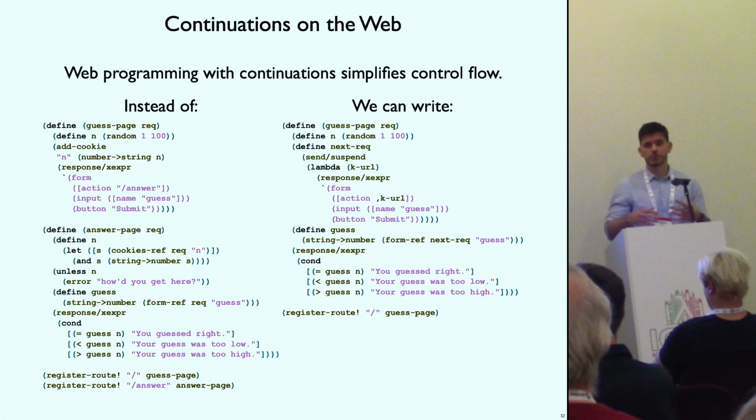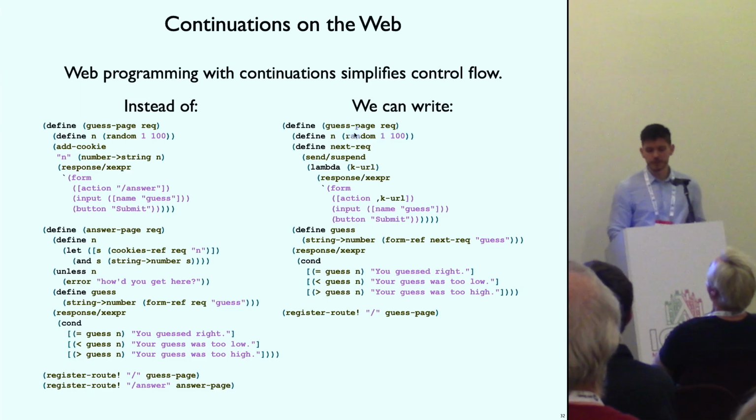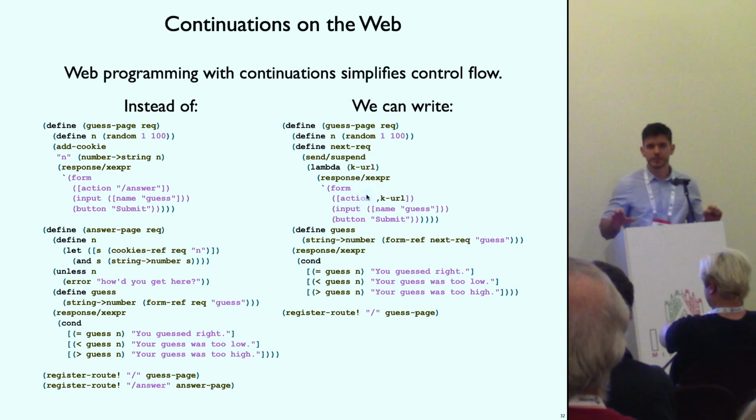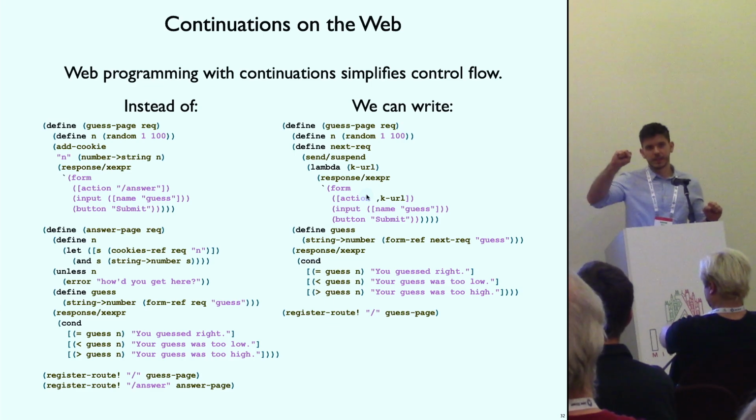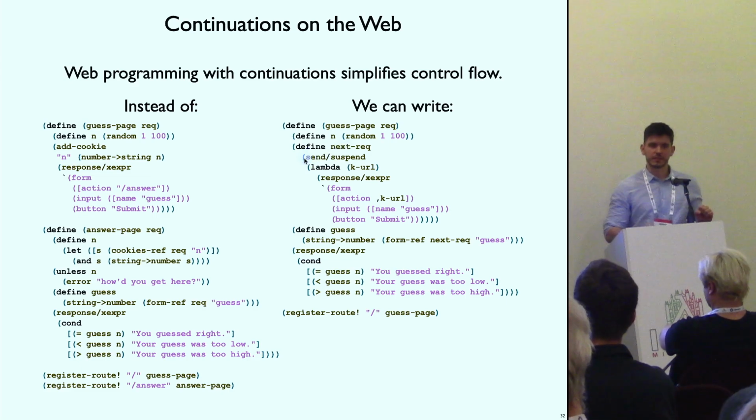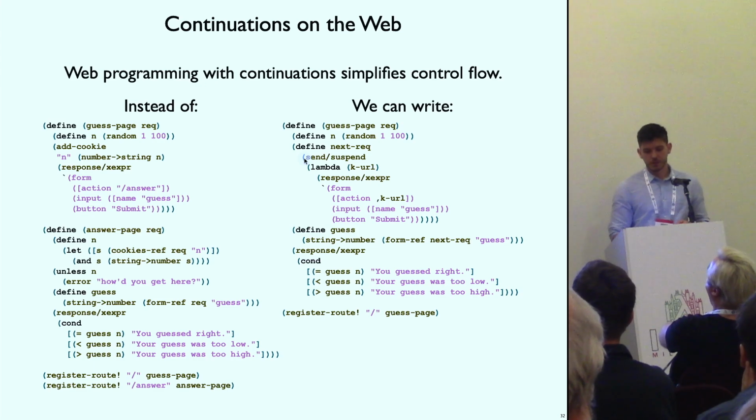Instead of this, in a language with continuations, what we can write is something more like this, where we have one page. As before, we pick a random number between 1 and 100, and then we do something interesting, which is we capture a continuation and map it to a URL, respond with the form, and suspend our request handler. So we send the user a form that contains a URL that, when visited, will resume from the continuation of the send suspend call and return a new request representing the user's form submission.